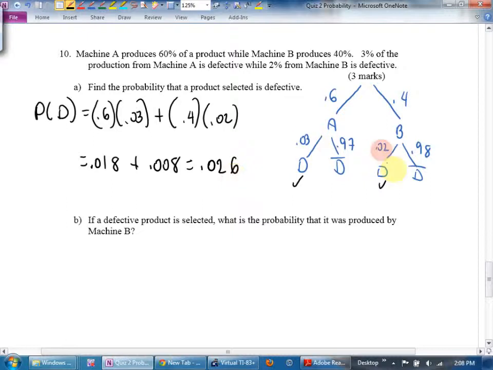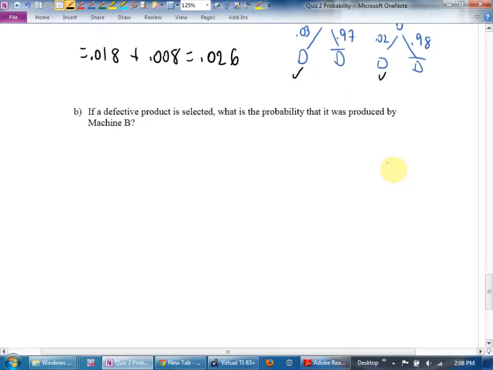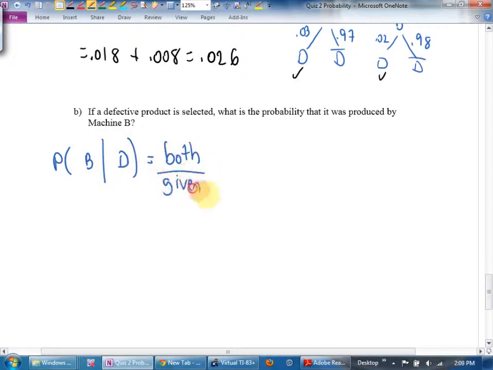B. Megan, what's the first word of B? If given some conditional. Given what? Given defective. Oh, which is the bottom branch? Yeah, we're going up. What's the probability it came from B? Which is going to be both over the given one. It's going to be B and defective divided by defective.